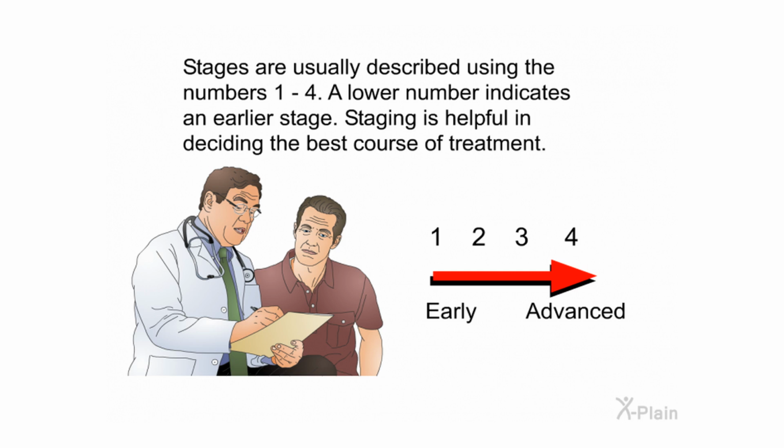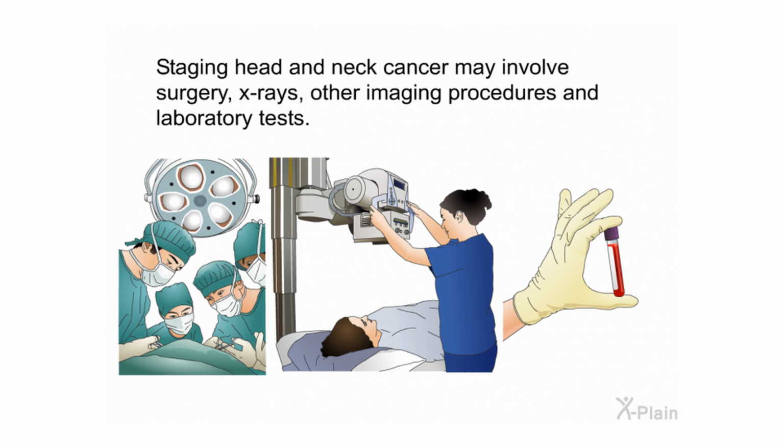Stages are usually described using the numbers 1 through 4. A lower number indicates an earlier stage. Staging is helpful in deciding the best course of treatment. Staging head and neck cancer may involve surgery, X-rays, other imaging procedures, and laboratory tests.